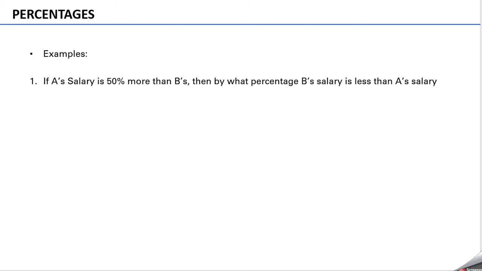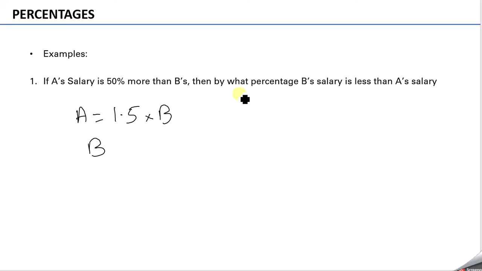So first one, let's see. If A's salary is 50% more than B, then by what percentage is B's salary less than A's salary? So let's see what this sentence means. Let's look at the first part of the sentence. A's salary is 50% more than B. So A is 1.5 into B, right? And B's salary is B.